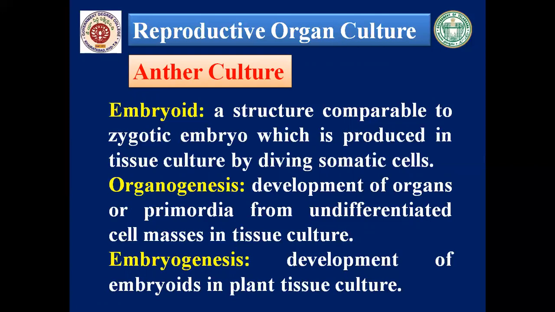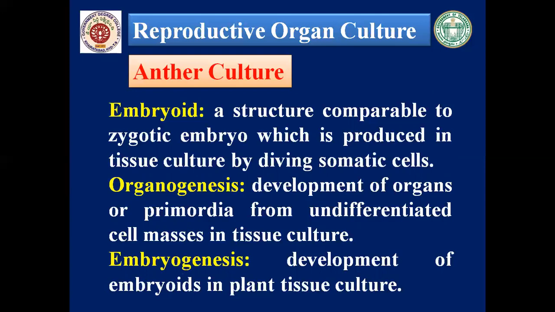But what is this embryoid? It is almost similar to an embryo. Structurally they are similar to a zygotic embryo, but they are produced only in tissue culture, and that too by dividing somatic cells. So there is no involvement of any reproductive cells. And we are talking about two processes, that is organogenesis and embryogenesis.